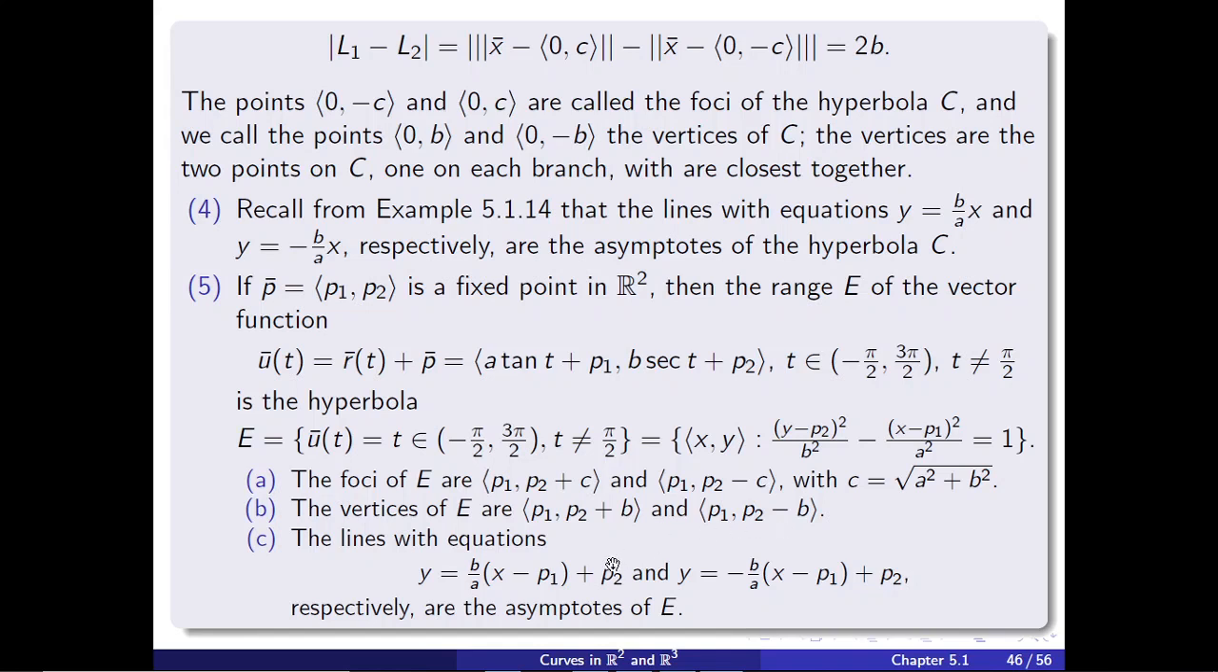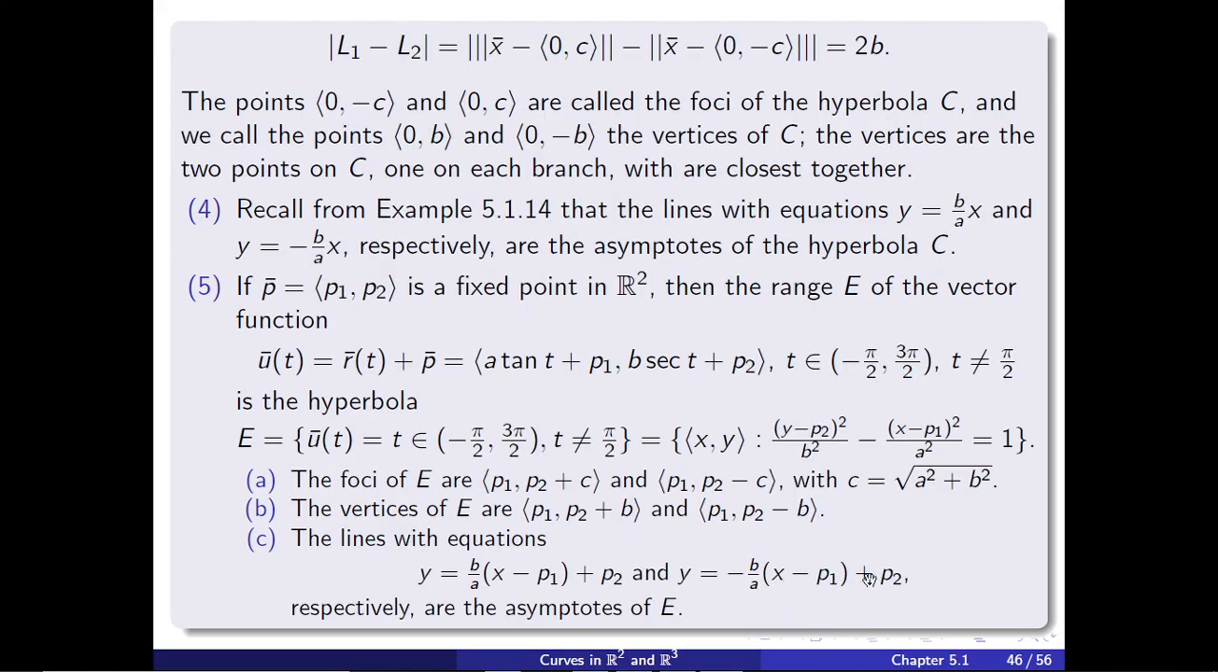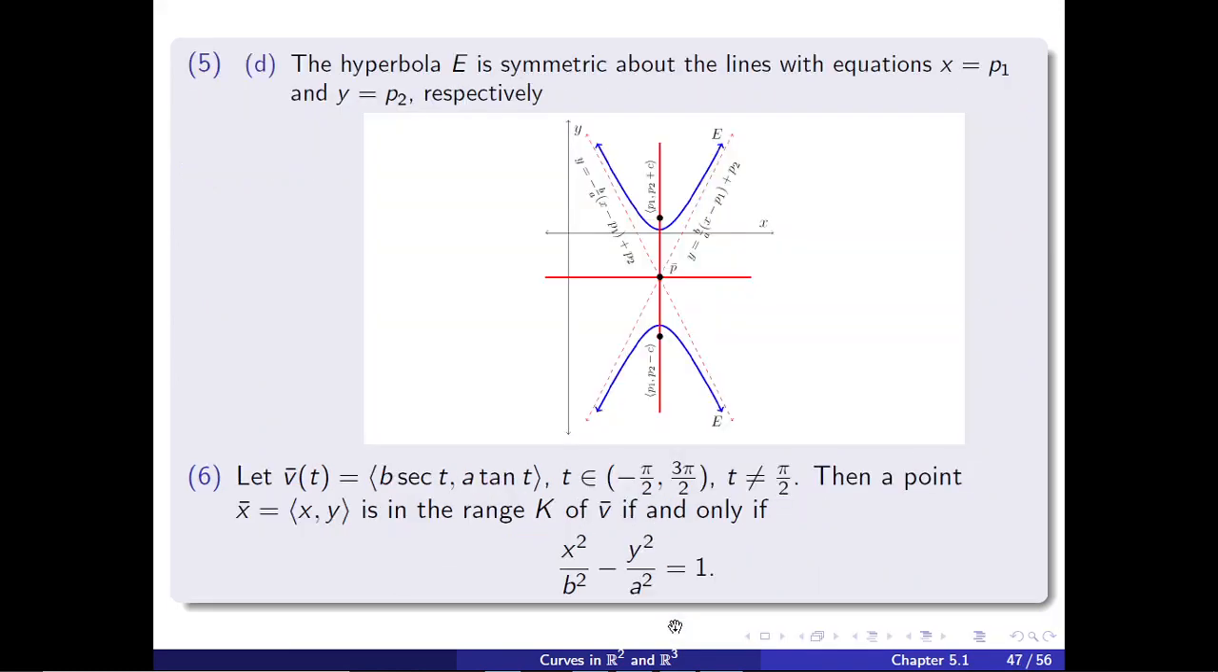So we've just shifted it with p. And the lines with equations y equal to b over a, and instead of having x minus 0, now we've got x minus p1 plus p2, and instead of minus b over a x, now we've got minus b over a times x minus p1 plus p2, will become the asymptotes of E. To illustrate all that information, we've got that graph. You see the asymptotes are there.